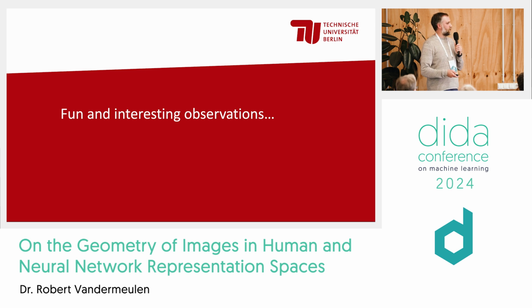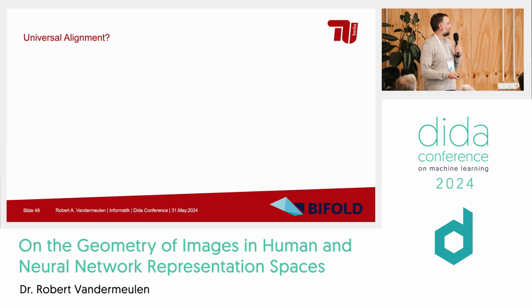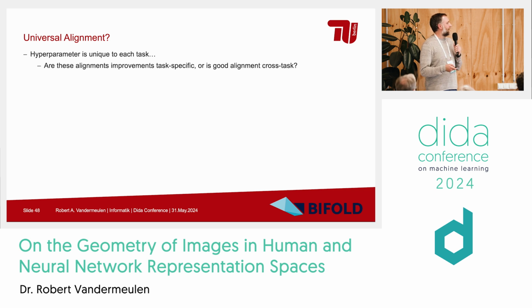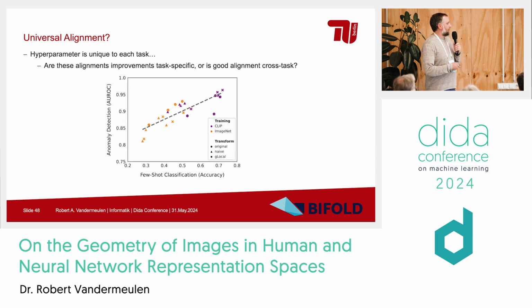Okay, and just to finish this up, some other fun and interesting observations from this. Is alignment universal? So for each of these tasks, we had different hyperparameter training. It's all very reasonable, trust me. There's no trickery going on in there. But does this alignment work cross-task, or are we sort of learning a different thing for each task as far as this alignment goes? And indeed, we can see, so here's anomaly detection performance and few shot classification. We have strong correlation between these two. So we have different kinds of training.